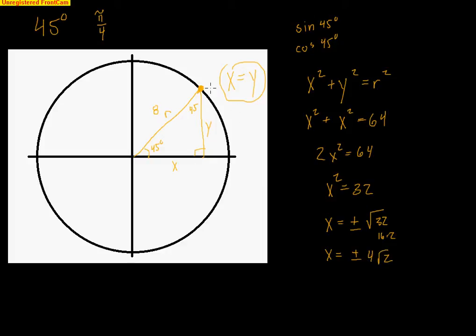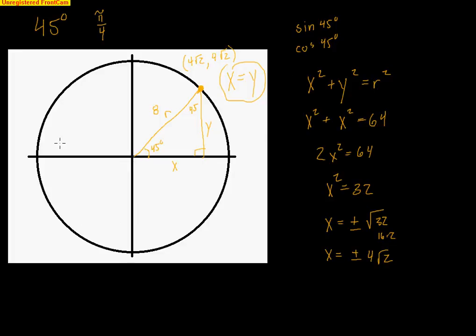When we're in quadrant 1, obviously x has to be positive. So I just found that x is 4 radical 2, and since in a 45, 45, 90 triangle, x and y are the same value, then y is also 4 radical 2. Pretty easy to understand that.